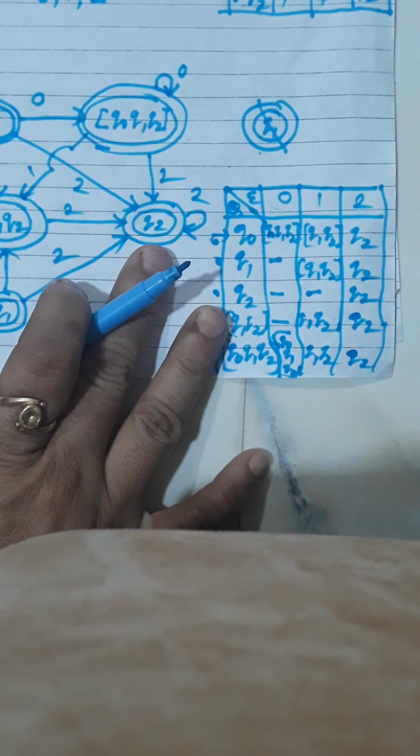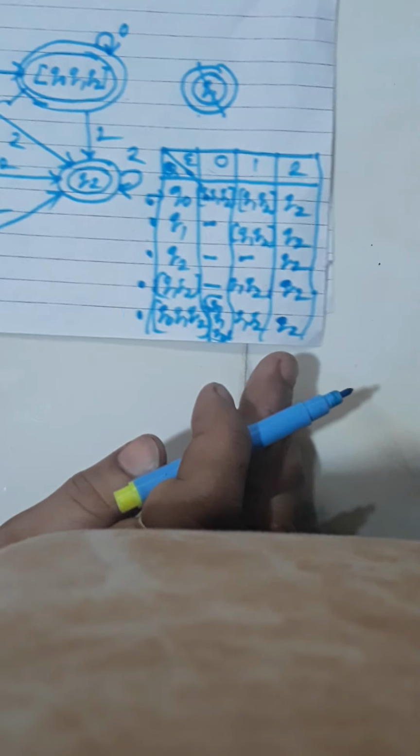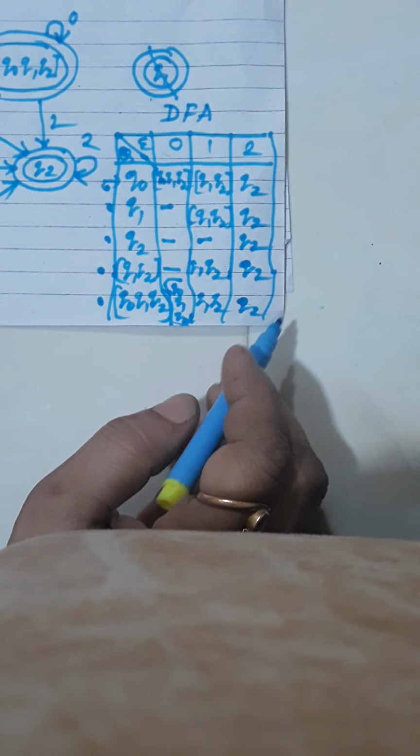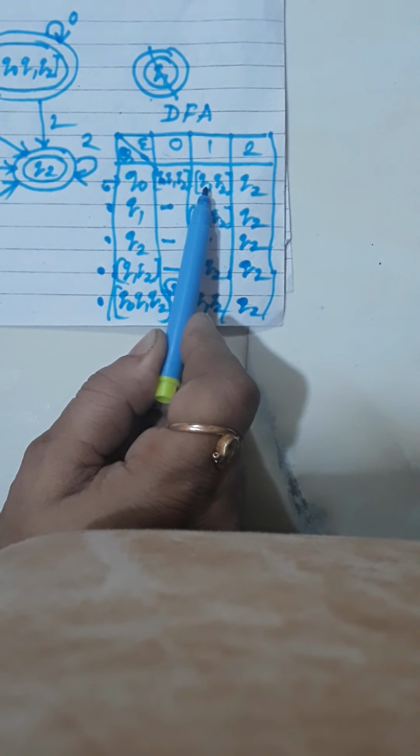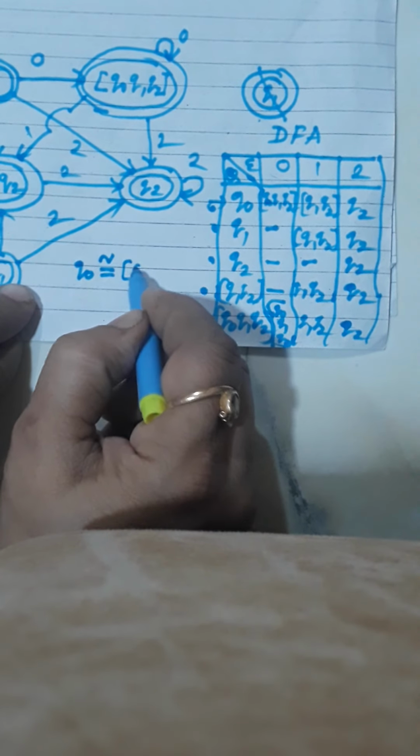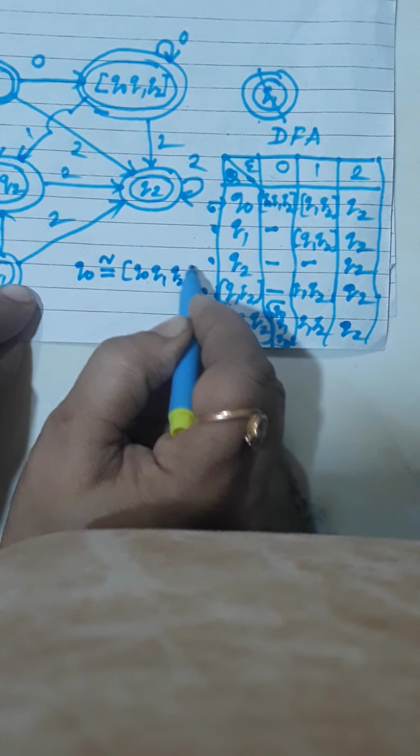So now what we have to do, if we have observed this table properly, we can say that there is a possibility of minimizing this. This is a DFA, right? So we can minimize this DFA. So check, is it possible? Yes. See this row Q0 and this row Q0, Q1, Q2 are the same, and this is a final state, this is a final state. So I can say that Q0 is equivalent to Q0, Q1, Q2, right?